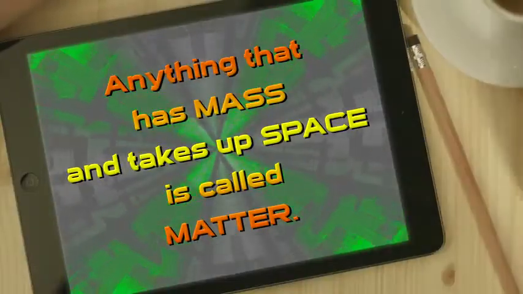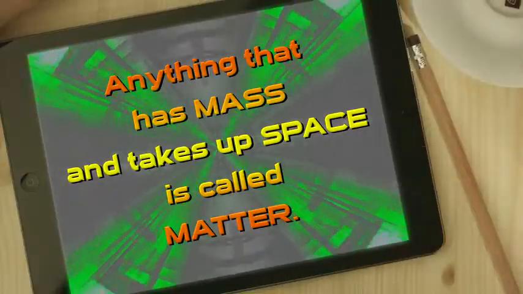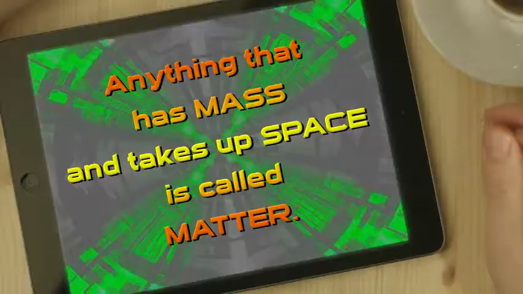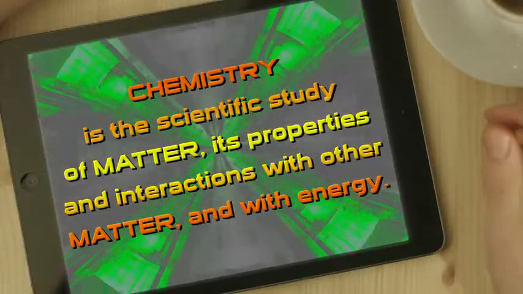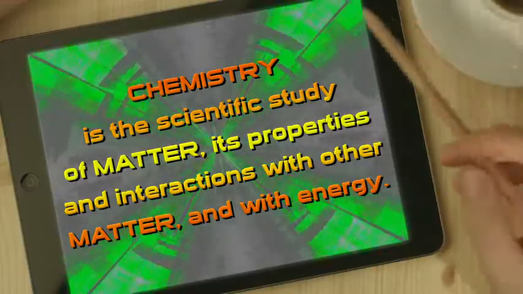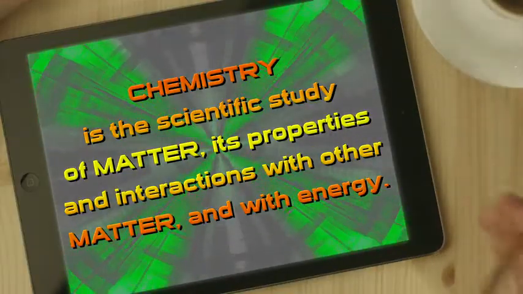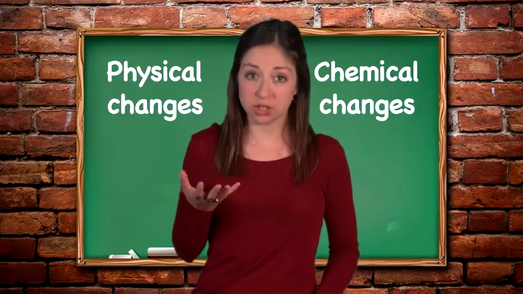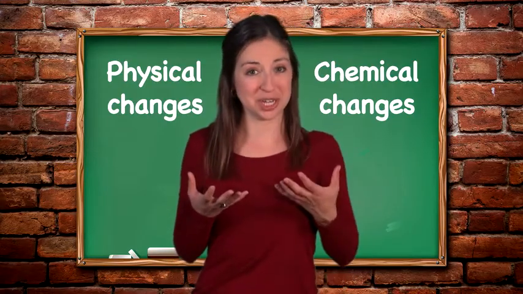The first thing we need to know is anything that has mass and takes up space is called matter. Chemistry is the scientific study of matter, its properties, and interactions with other matter and with energy. How matter changes can be described as physical changes or chemical changes.